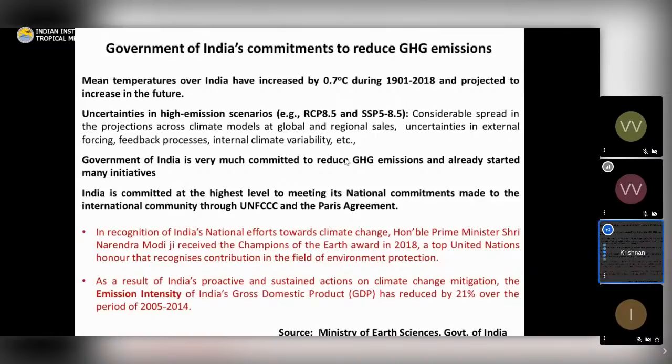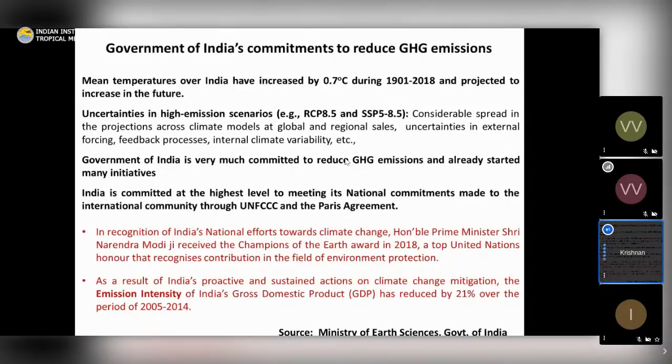There is spread in the projections across climate models, especially both at global and regional scales. And there are also uncertainties in understanding feedback processes, external forcing, and internal climate variability. So the government of India is very much committed to reducing GHG emissions and has already started taking many initiatives.